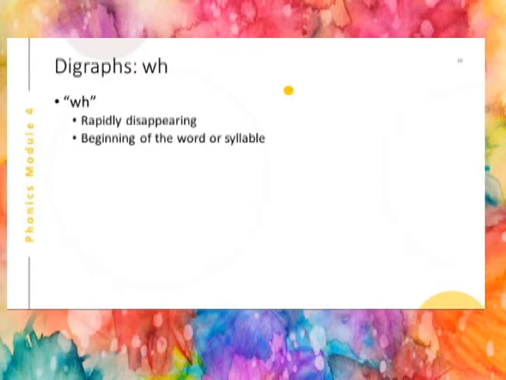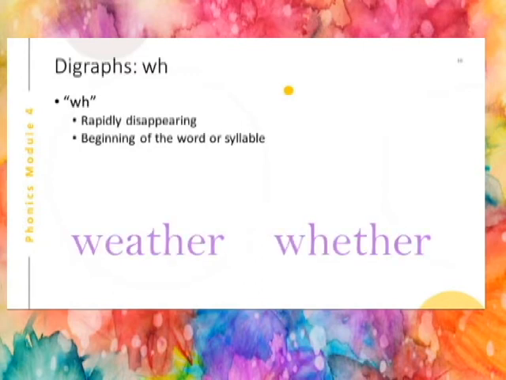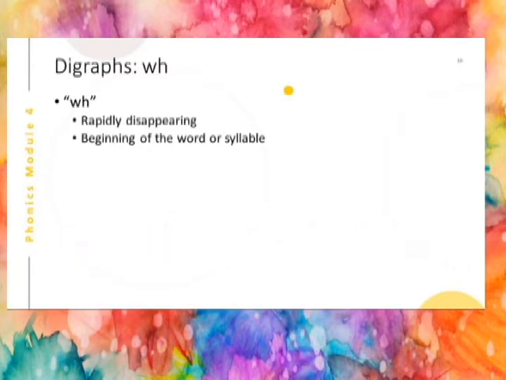The phoneme w may give you some trouble because it is rapidly disappearing from our language. If you pronounce weather and whether exactly the same, you are following the trend in the United States. The WH, like the consonant W, appears at the beginning of a word or syllable and is followed by a vowel.